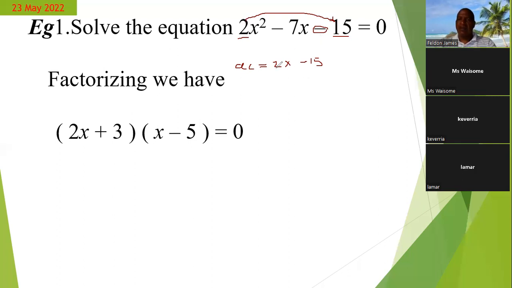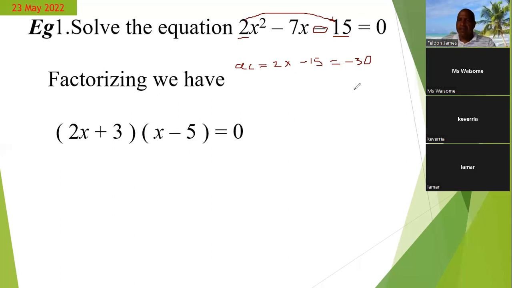All right, so we multiply 2 times -15 and then find two factors of -30, because 2 times -15 gives you -30. So two numbers that multiply to give -30, and when you add them, you get -7. The last term being negative tells you that one of them is going to be negative and one of them is going to be positive. The larger one will take the sign of the middle term. So which two numbers can you multiply to get -30, and when you add them, you get -7?